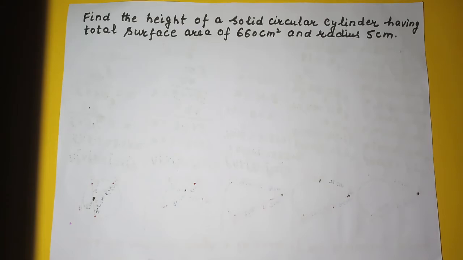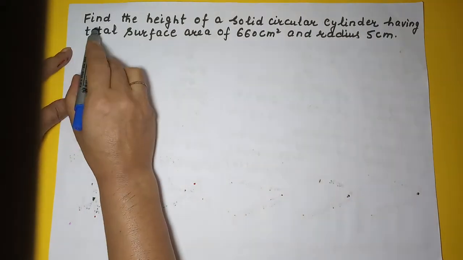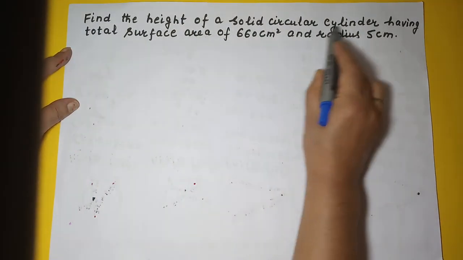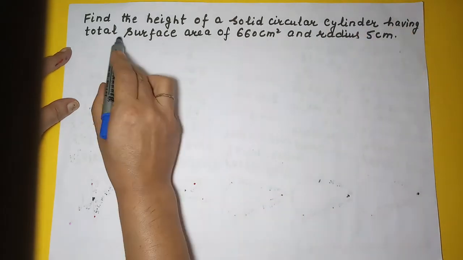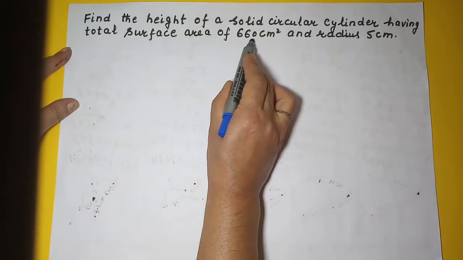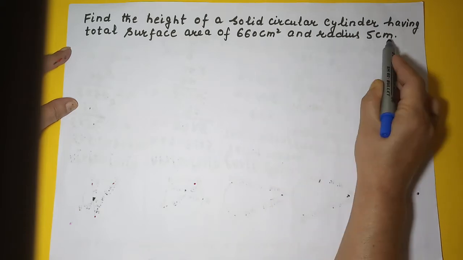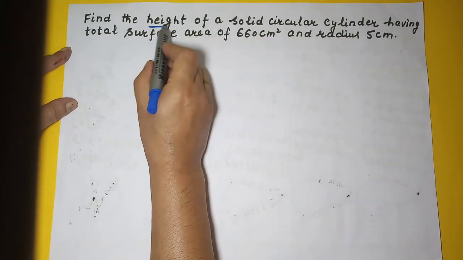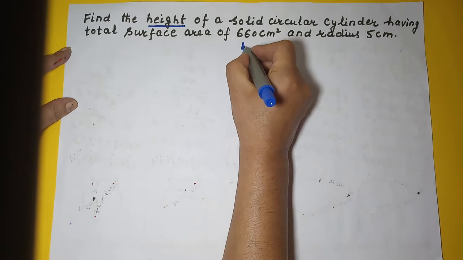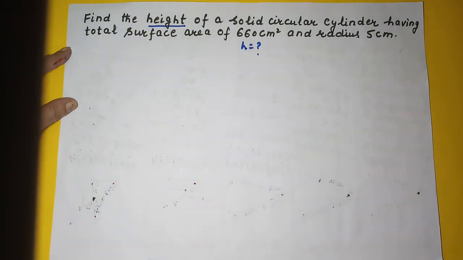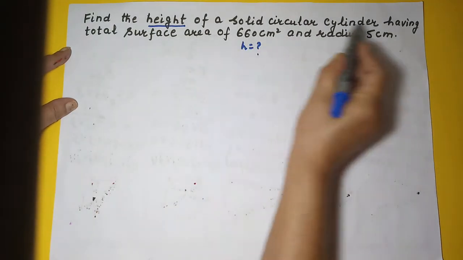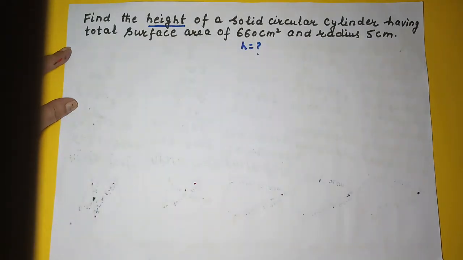We are continuing with the volumes and surface areas of cylinders. Here the question is, find the height of a solid circular cylinder having total surface area of 660 centimeter square and radius 5 centimeter. So we have to find the height. Height is something that we have to find. And what is given to us? Total surface area is 660 centimeter square.